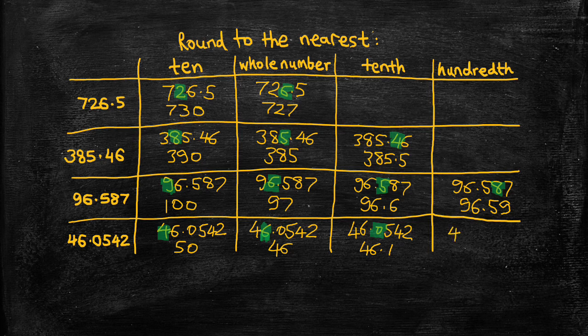And finally, going to round that 46.0542 to the nearest hundredth. So we want to know what to do with the 5. Leave it as a 5 or round it up to 6. The next digit over is a 4, so we'll leave it alone. Okay, so there we go. So that's some tips on rounding decimal numbers.